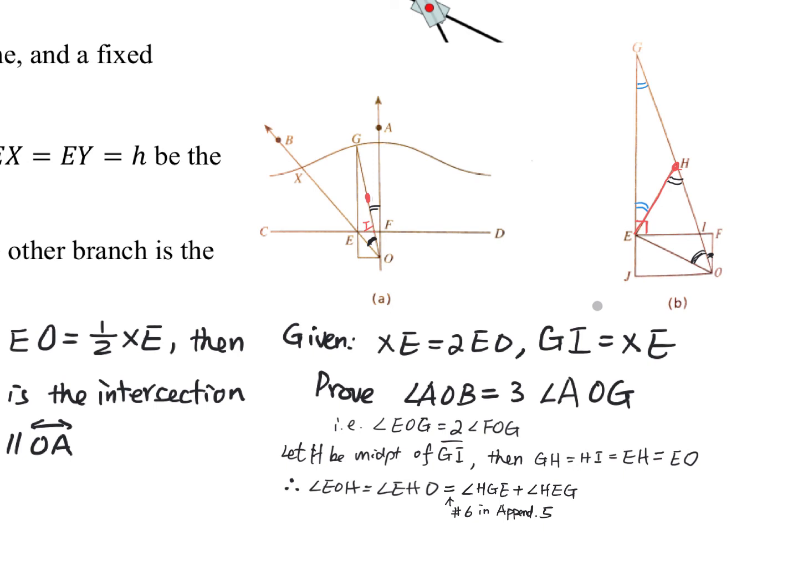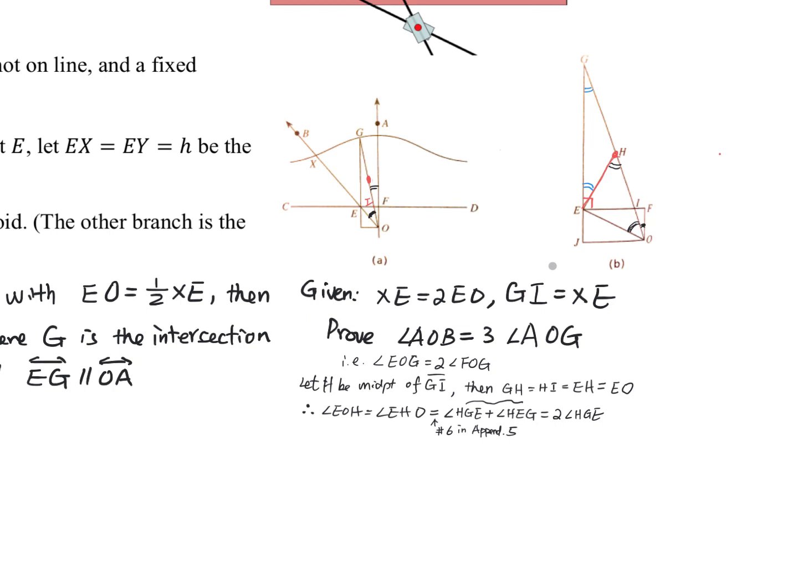Okay. And now one more thing to note is we already mentioned that GH is equal to HE. Therefore, this actually is an isosceles triangle, and therefore these two angles are equal. And therefore, I'm going to use that these two are equal, therefore it's equal to twice the angle HGE. Now, I think we're almost ready.